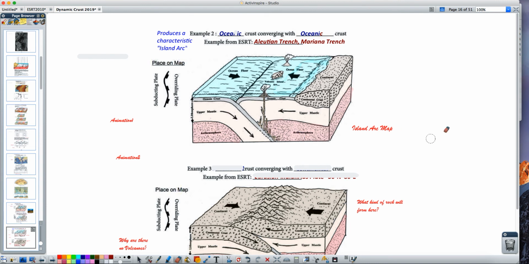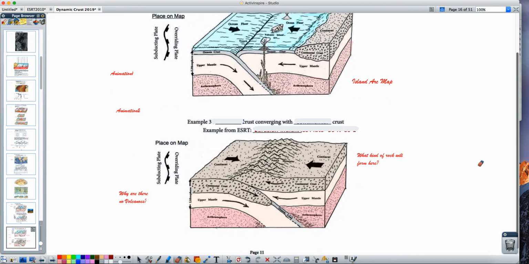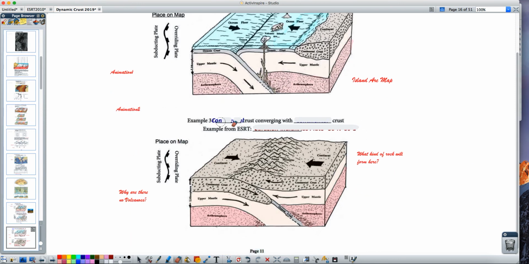Now, our third example of a convergent boundary would be when continental collides with another continental. So you've got overriding and subducting just like this, but you've got a continental plate colliding with a continental plate. Please go to the ESRT and find one of those real fast.